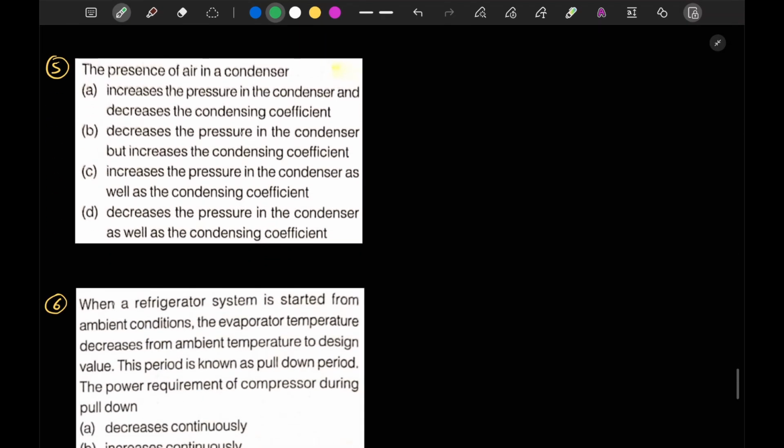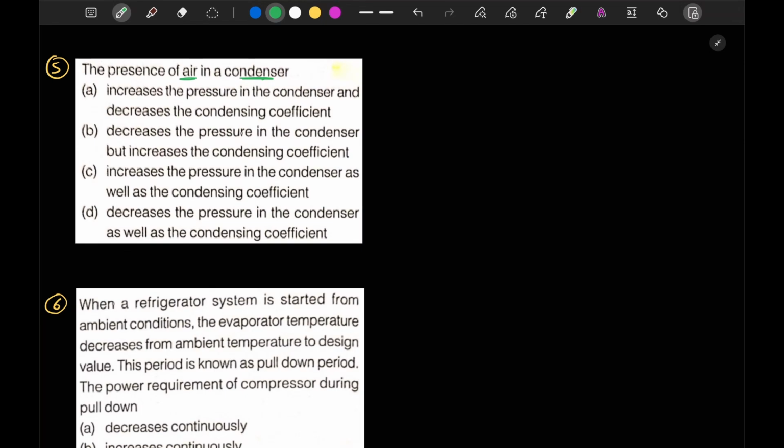Now the next question: presence of air in the condenser. It is mentioning that if air is present in the condenser, what will happen? Increase in pressure in the condenser and decrease in condensing coefficient. Decrease in pressure but increase in condensing coefficient. Increase in pressure in the condenser as well as condensing coefficient. Decrease in pressure in the condenser as well as condensing coefficient.